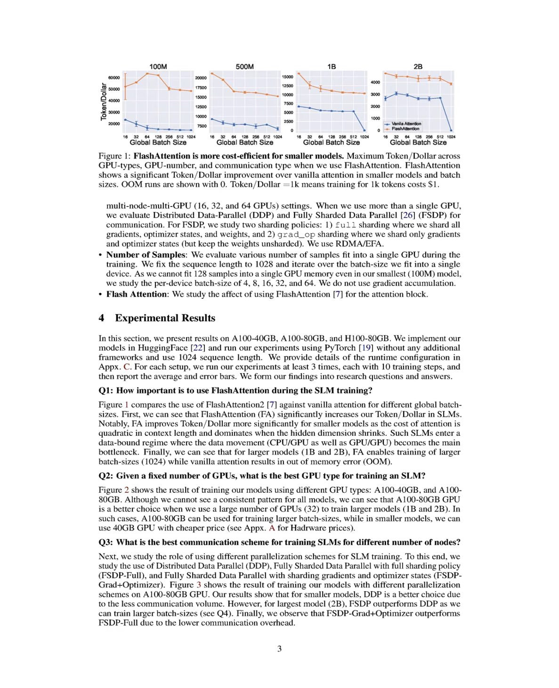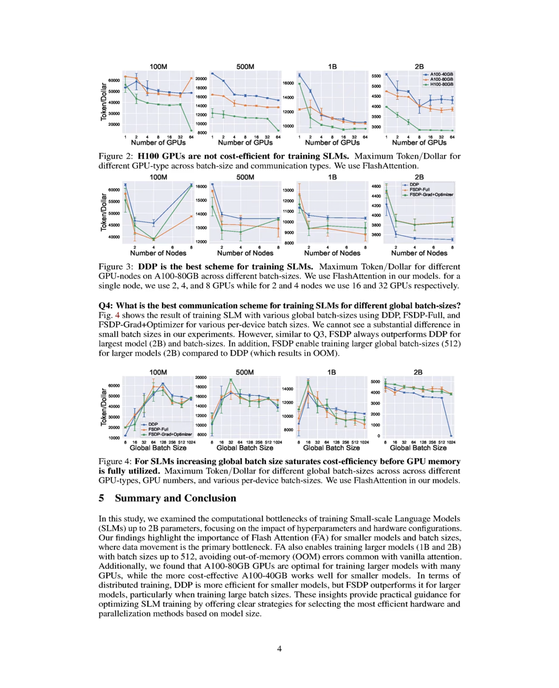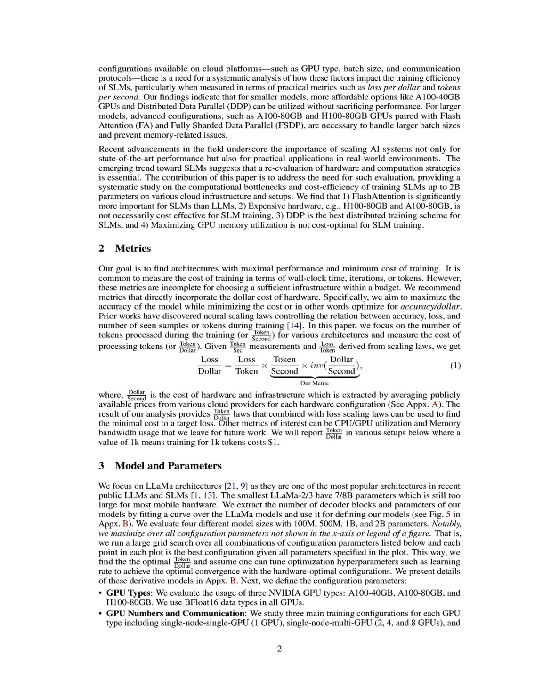As a result, smaller SLMs enter a data-bound regime where data movement between CPU, GPU, and GPU becomes the main bottleneck. Furthermore, for larger models, 1B and 2B, FA allows for the training of larger batch sizes, 1024, whereas vanilla attention leads to out-of-memory errors. Thus, the use of flash attention is essential for optimizing training efficiency and overcoming memory limitations in SLMs.